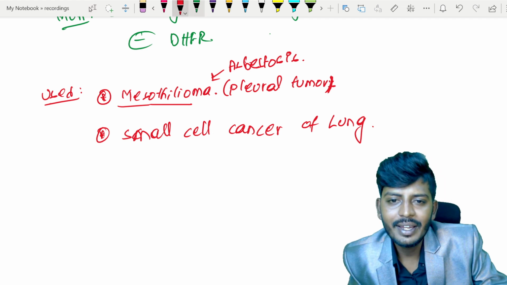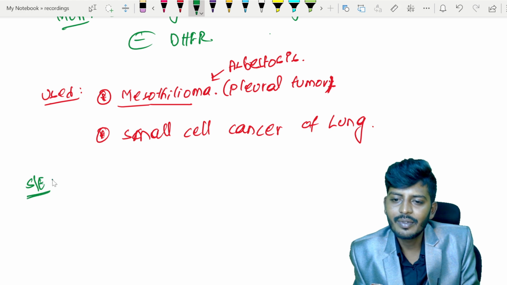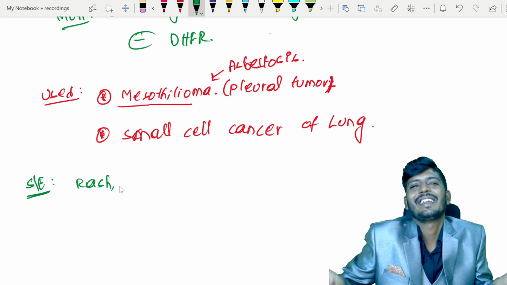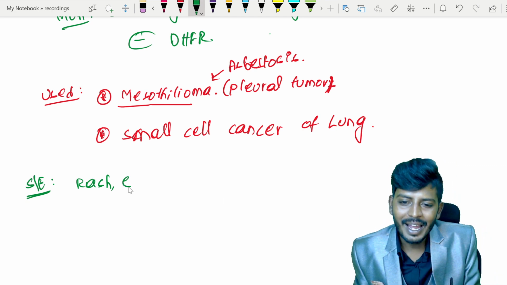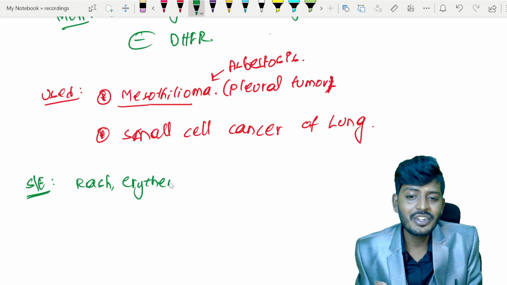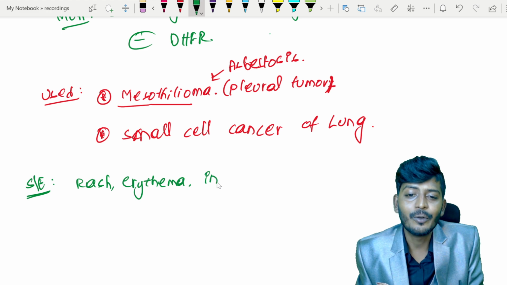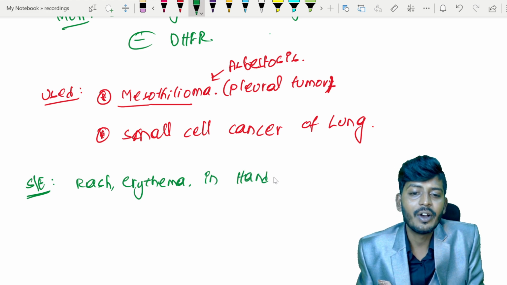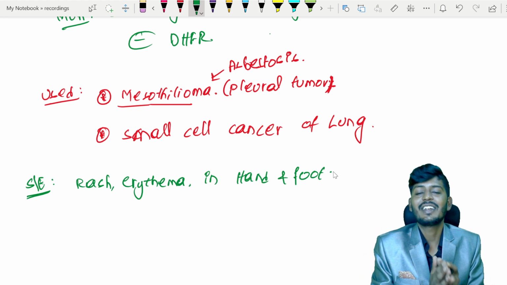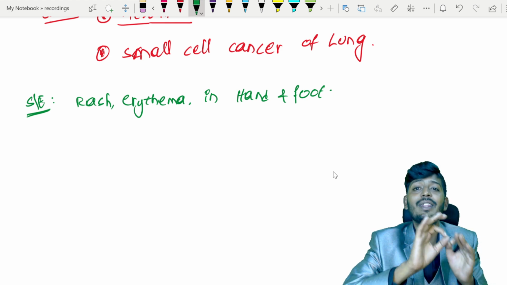Now the last important point: it causes one side effect. What is the side effect this drug will cause? It will cause a rash. Such a rash can occur with any drug, right? Yes, but I'll tell you the specific important point to be known about this rash and erythema: it occurs in the hand and foot. Okay, so this drug causes a rash and erythema in the hand and foot, but does not involve the mouth. So do not confuse this with HFMD.